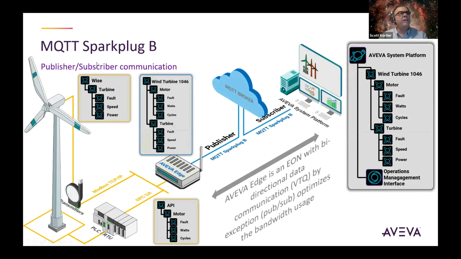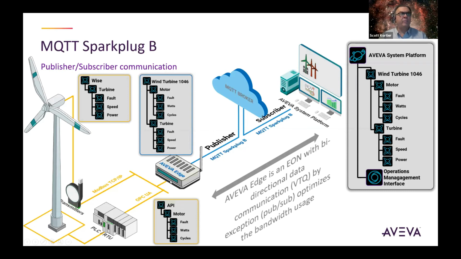What Spark-Plug-B brings to the equation is the ability to give it a structure and some knowledge of more industrial type applications. There's information on what they call a birth certificate and a death certificate. You have the ability to define tags, so when you pass that information, it's not just pure text, if you will. It's got some context behind it.